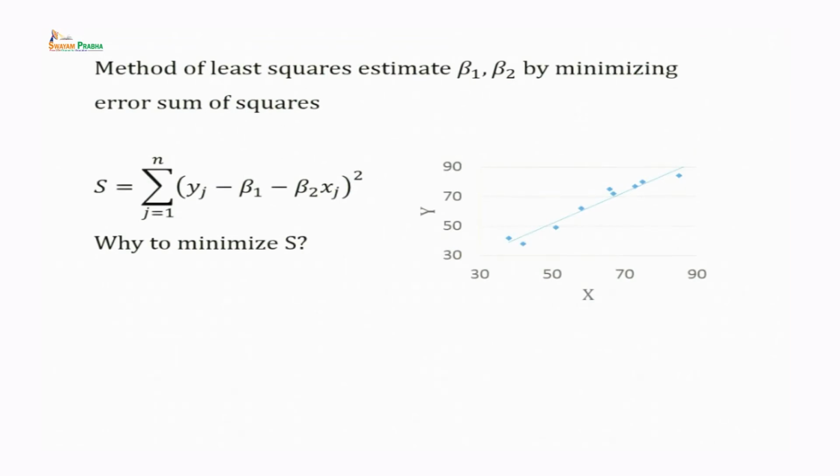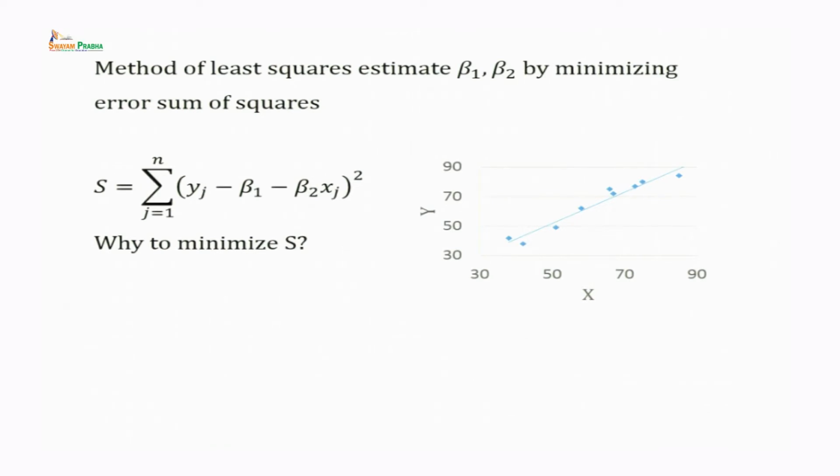Now, we come to the method of least squares to estimate beta 1 and beta 2, and this method we are going to use at several places in our future lectures, particularly when we go for estimating the parameters of different time series processes like autoregressive process, etc., or when we fit the trend equation for the time series.